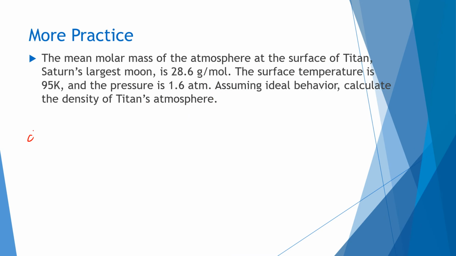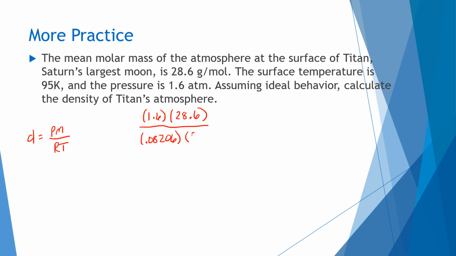So I'm going to put up here the equation again. Now we're going to make sure everything is in the correct units, and actually everything is. Our temperature is in Kelvin, our pressure is in atm, so we have everything in our correct units. We can just plug and chug here. So our pressure is actually 1.6. Here our molar mass, and our problem tells me it's 28.6. Our R constant remains the same.